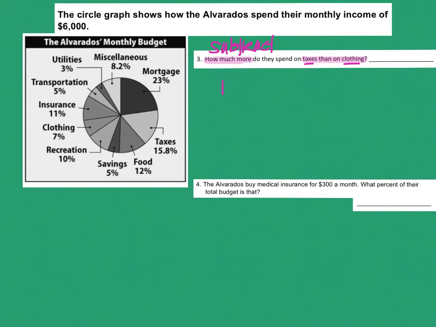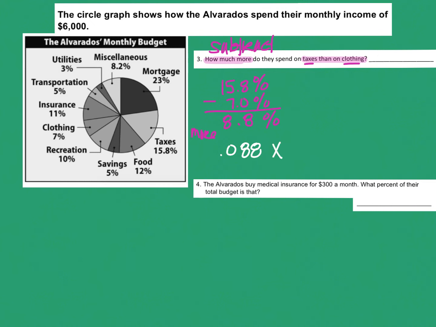So taxes is 15.8% minus clothing is 7%. 7's a whole number, so I need to add a decimal and put a 0. When I subtract, 8 minus 0 is 8. 15 minus 7 is also 8. So this is how much more they spend, 8.8%. I would turn that into a decimal. Okay, so this will be 0.088.